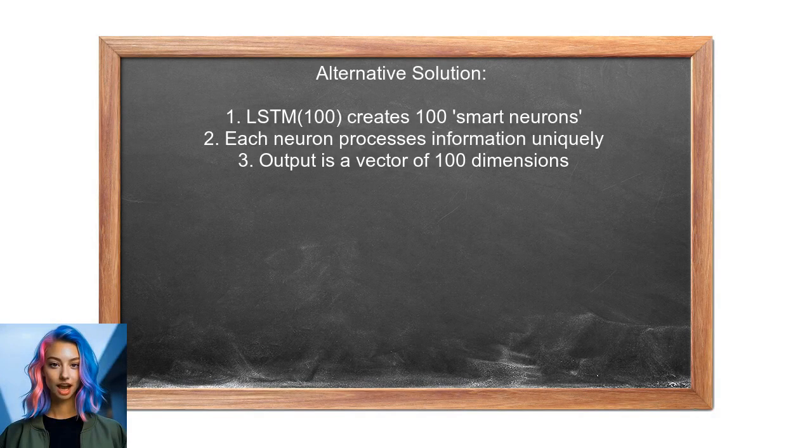According to another user, when you create a stateful LSTM layer with a specified number of units, like LSTM with 100 units, you are essentially creating a layer of 100 smart neurons. Each of these neurons processes information in a unique way, similar to how a dense layer with 100 dimensions has 100 neurons. The output from this LSTM layer will be a vector with 100 dimensions.